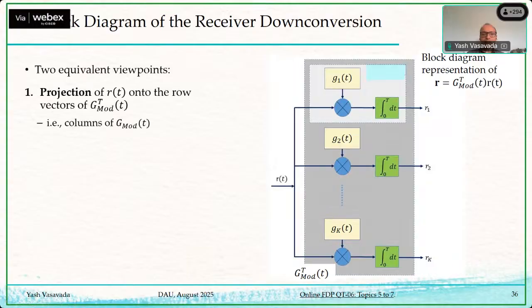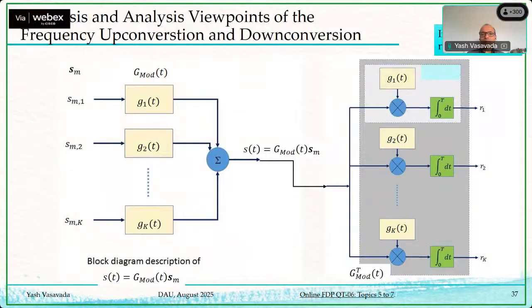And this is the process of multiplying the received signal with G mode transpose that I just mentioned. It is implemented in signal processing using a mixer followed by an integrator and dump, also sometimes known as a matched filter. And the receiver implements a bank of capital K such matched filters, one for each of these basis functions, G1 up to G of K. And then the output of the matched filters gives us some scalar values.